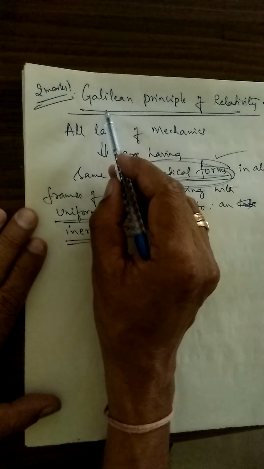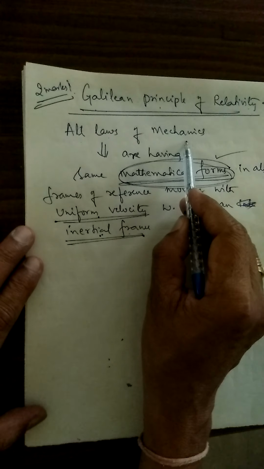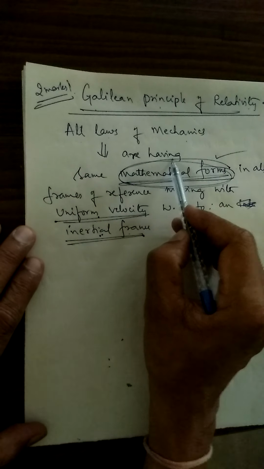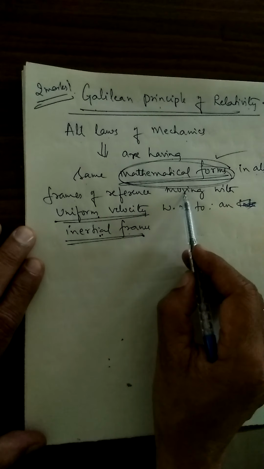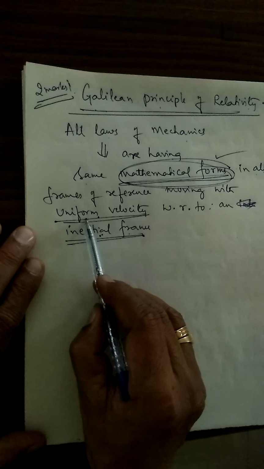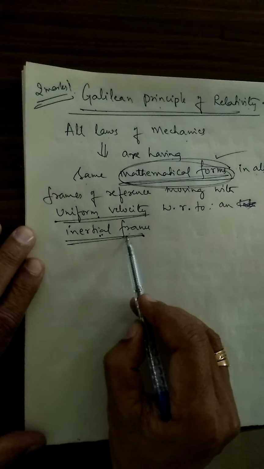So what is the Galilean principle of relativity? All laws of mechanics have the same mathematical forms in all frames of reference which are moving with uniform velocity relative to an inertial frame.